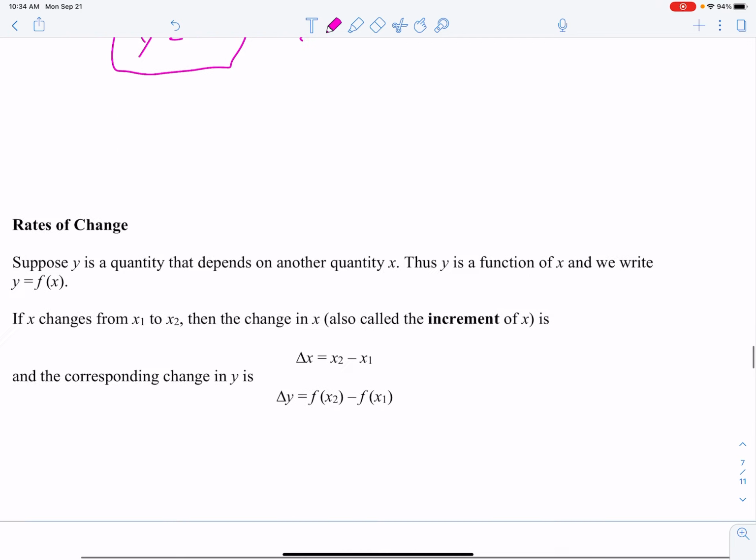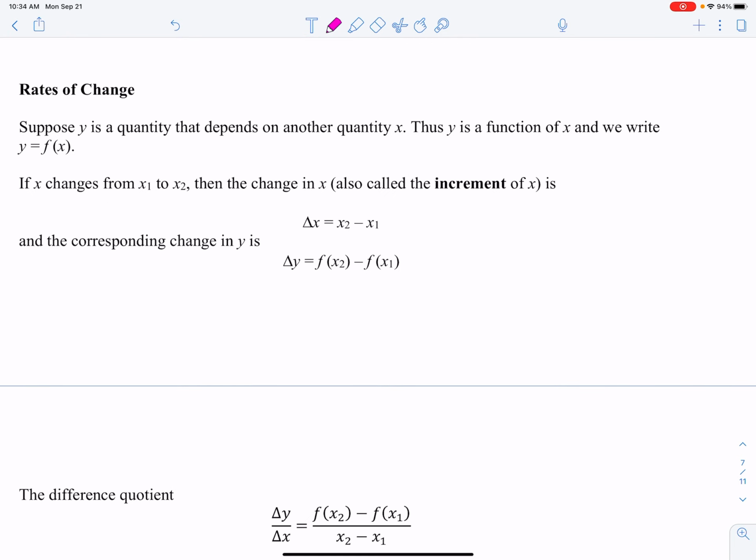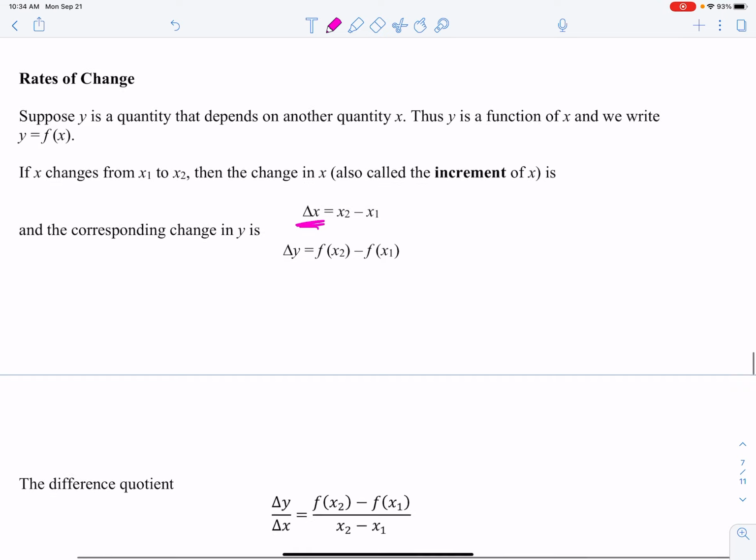Okay, so rates of change, again very similar to what we've been doing here. Suppose y is a quantity that depends on another quantity x. Thus, y is a function of x, and we write y equals f of x. If x changes from x1 to x2, then the change in x is delta x. You'll see this notation in physics and in your further calculus classes. Delta x is x2 minus x1, and the corresponding change in y is delta y, f of x2 minus f of x1.